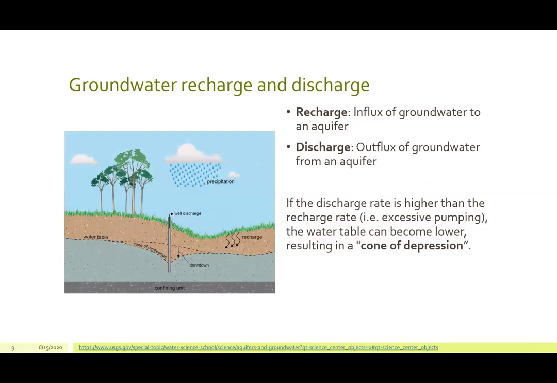Water can be added into the aquifer from precipitation, and you can also discharge the water from wells. This is called recharge and discharge. However, if you pump too much water and there's little water coming in, it can lower the water table, causing a cone of depression, as you can see in the slide.